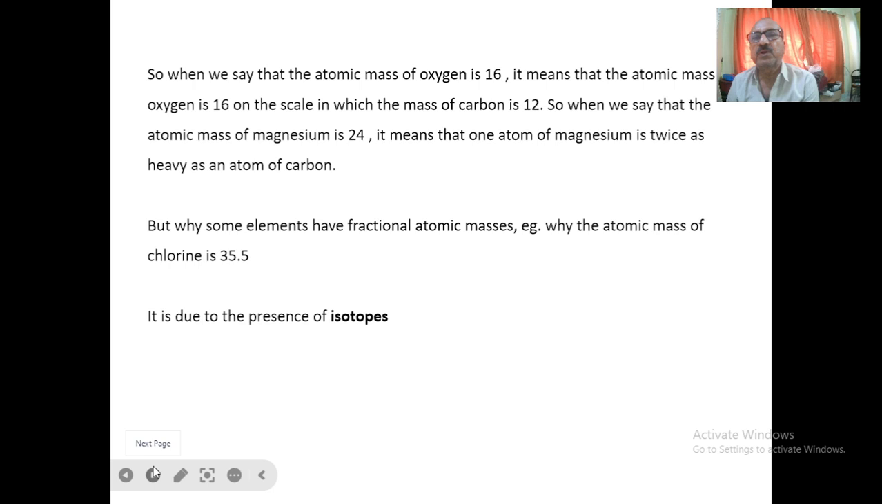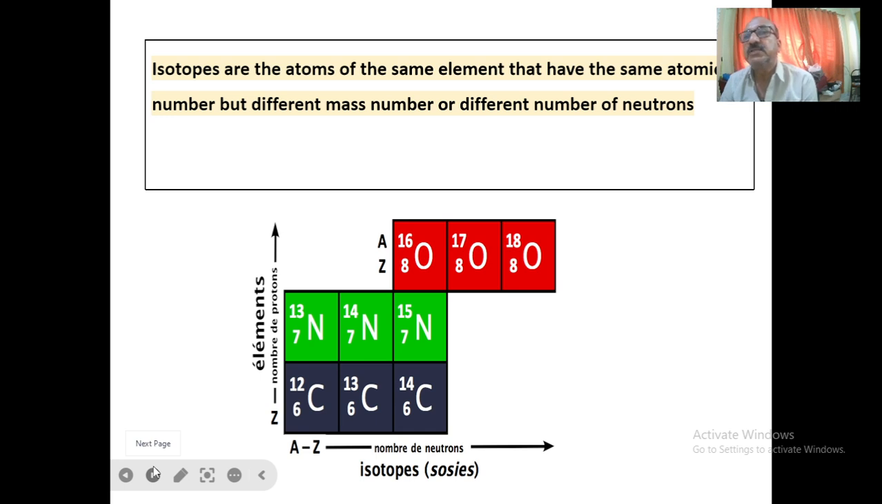Like, for example, for chlorine, we say that it is 35.5. So how can it be 35.5? Basically, it is due to the presence of isotopes. Now, what do we mean by isotopes? Isotopes are atoms of the same element that have the same atomic number but different mass number, or a different number of neutrons. For example, here we have three isotopes of carbon.